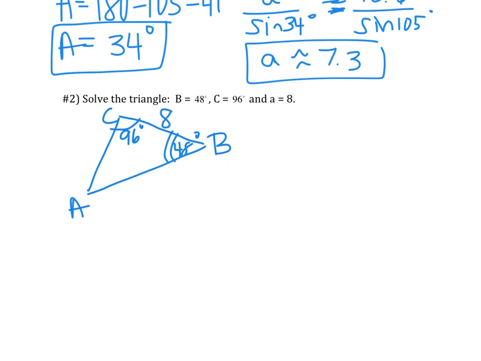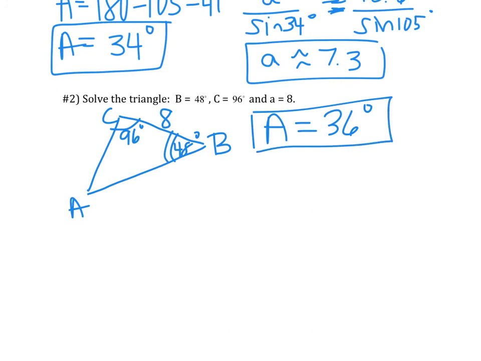Now, in this problem, I was not given a ratio. I wasn't given angle A and side A or angle B and side B. But I can go ahead and start by finding angle A first. That's my first step. Especially when they give you 2 angles, find that third angle right away. So angle A is equal to, what'd you get? 36? 36, don't forget degrees, because it's definitely not 36 radians. That would be a big angle. All right, 36 degrees.